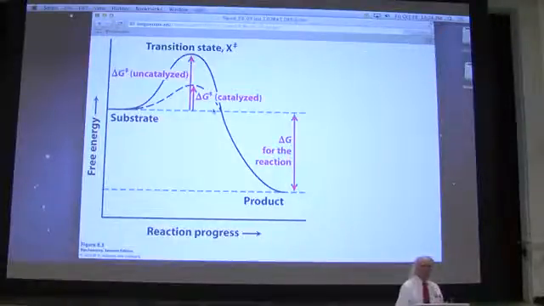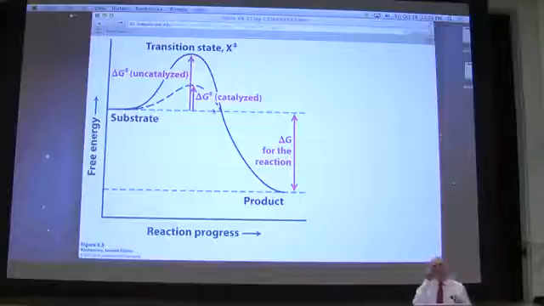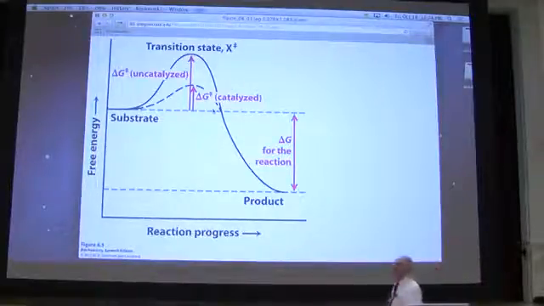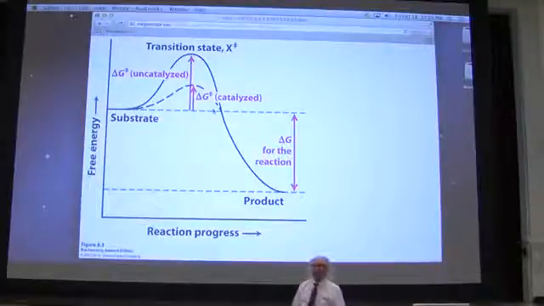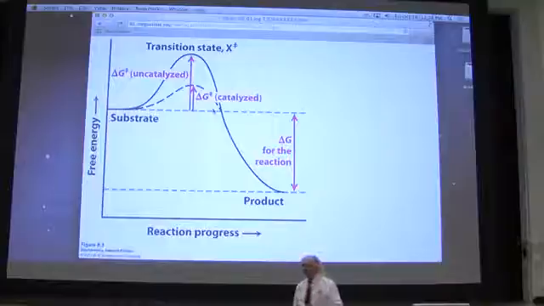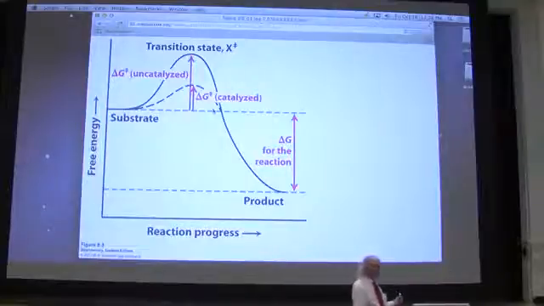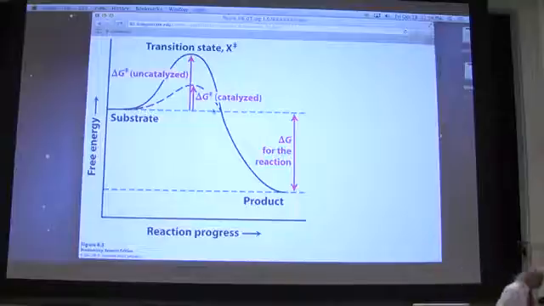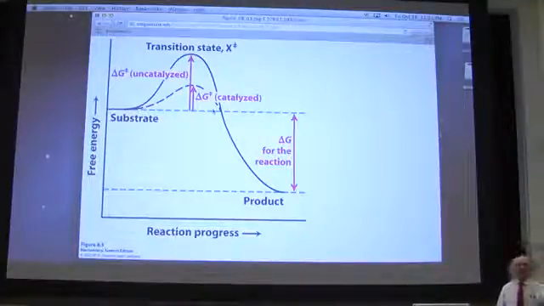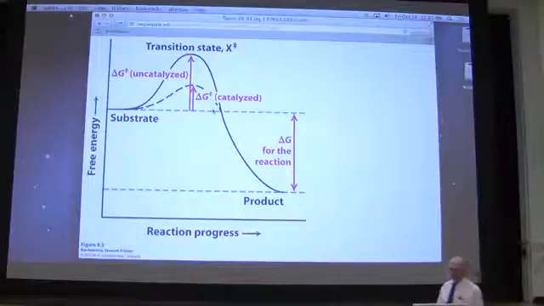Okay. Questions about that? Does delta G change then, or does it stay the same for both? Delta G is exactly the same for both. Delta G does not change for an enzymatic reaction. And that means that, therefore, an enzyme will not change the equilibrium for a reaction. It will not change the equilibrium. It's completely unchanged.